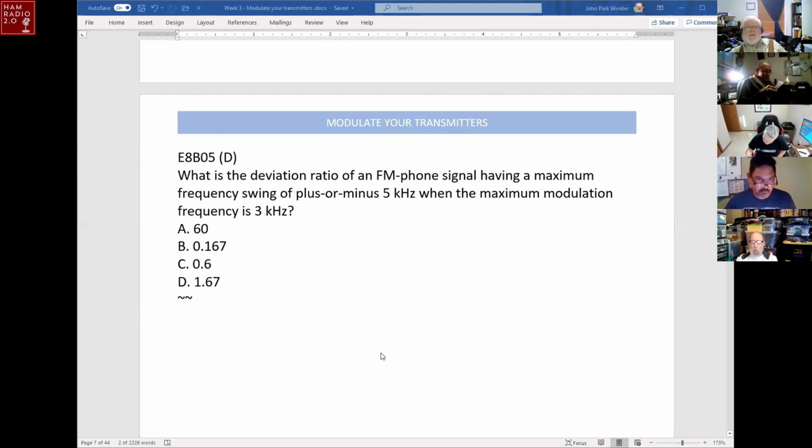What is the deviation ratio of an FM phone signal having a maximum frequency swing of plus or minus 5 kilohertz when the maximum modulation frequency is 3 kilohertz? It's going to be 1.67, which is the 5 divided by the 3.